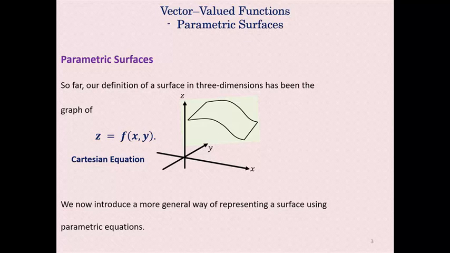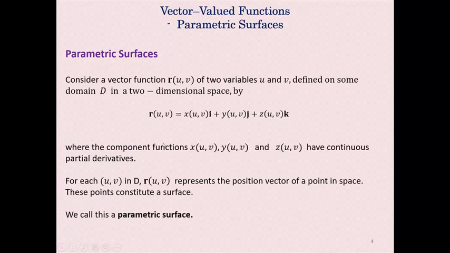So far, our definition of a surface is that it is a graph of a function of two variables defined explicitly in this form, z equals a function of x and y. What we're going to do now is to use a vector valued function to represent a surface. The component functions are assumed to have continuous partial derivatives. Since we have two variables u and v, we expect the domain to be a subset of the two-dimensional space. A surface defined this way is called a parametric surface.